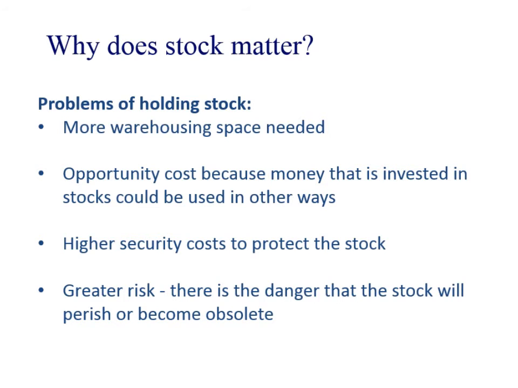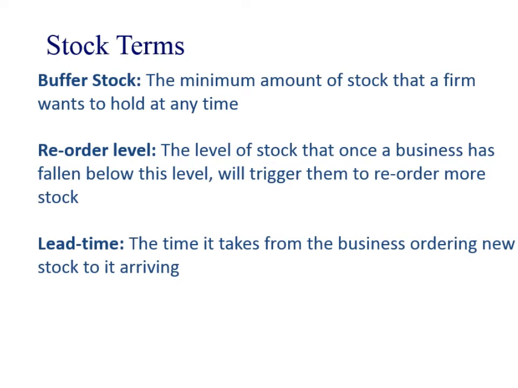So we can see that having too little is a problem, having too much is a problem. So we need to get the right levels. So businesses take this quite seriously and have these stock control diagrams. But firstly, we need to know a few key terms. Buffer stock is the minimum amount of stock that you want to hold. And then there might be a maximum stock level as well, which would be the maximum that the business wants to hold. A reorder level is the level of stock that you get to, and if your stock falls below this level, this is when they reorder. And then lead time is just the time it takes from the business ordering it to the stock arriving.